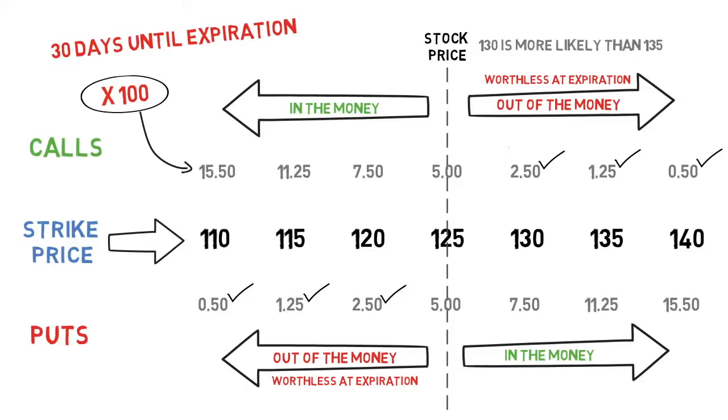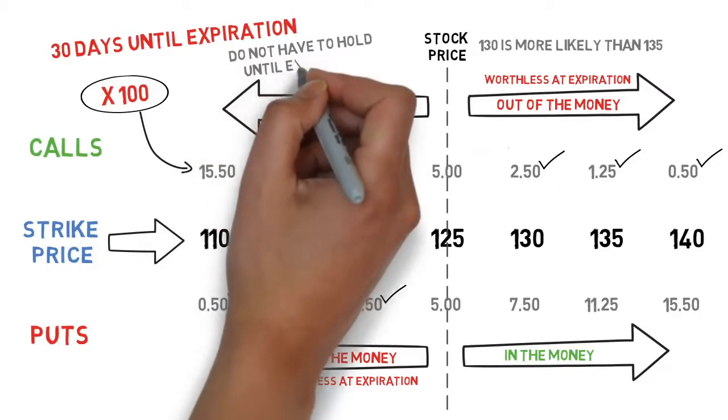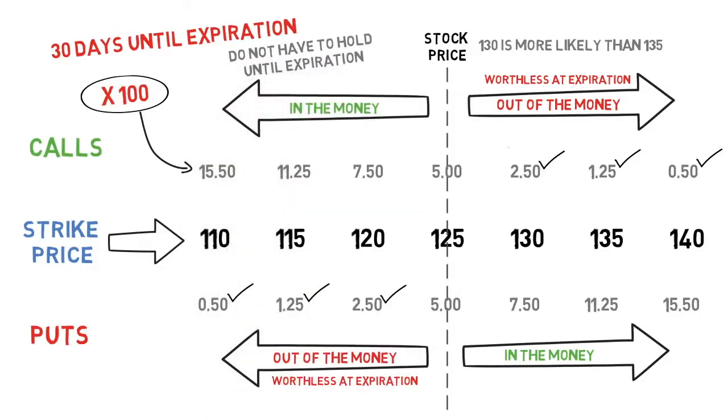Now, a common misconception is that you have to hold your position until the expiration. This isn't true. If you buy a call option today that expires in 30 days, and the stock goes up overnight and your call option is now worth $100 more than it was when you bought it, you can sell it for a profit. The expiration date of 30 days does not mean that you have to hold the position that long.